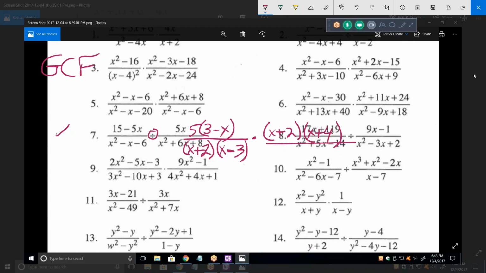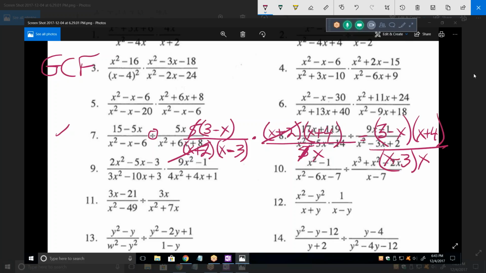Now, the bottom, we've got a 5x. That's fully factored already. So I can cross the x plus 2 with that x plus 2. I can cross out that 5 with that 5. So what I would appear to have is 3 minus x times x plus 4 all over x minus 3 times x.